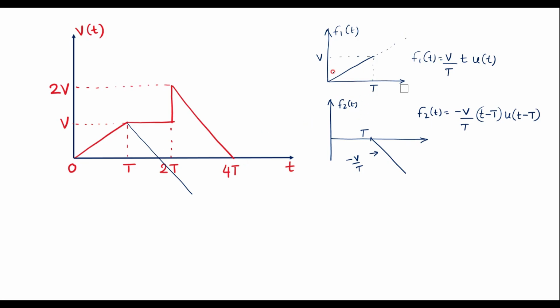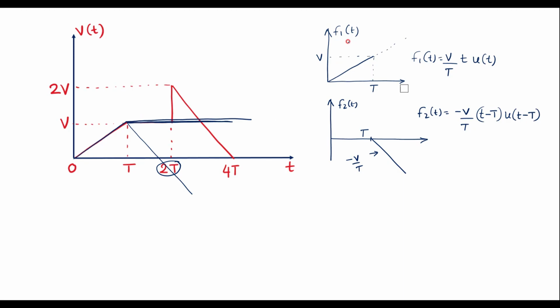So when a positive ramp signal is added with a negative ramp signal, the resultant signal will be like this. This will be the resultant signal. When we add f1 of t with f2 of t, the resultant signal will be like this. But here we can observe that at t equal to 2T, there is one step signal, that is its value is increased from V to 2V. So we should add one step signal of magnitude V at t equal to 2T.